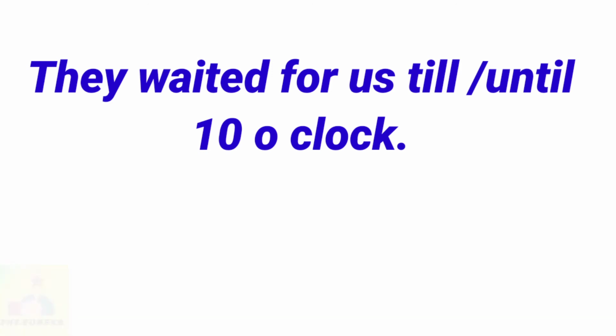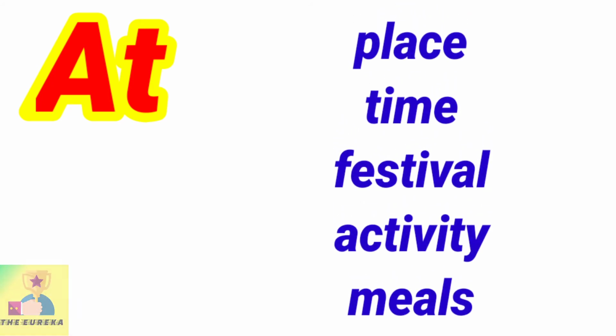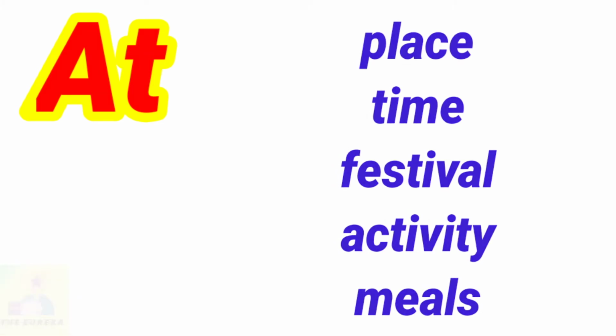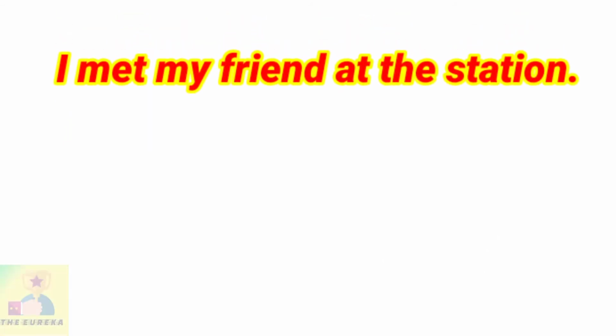Now let's learn the different uses of a particular preposition. For example, at. The preposition at can be used for expressing place, time, festivals, activity, and meals. For example, I met my friend at the station. At the station shows the primary purpose of traveling. When I went for the journey, I met my friend at the station.